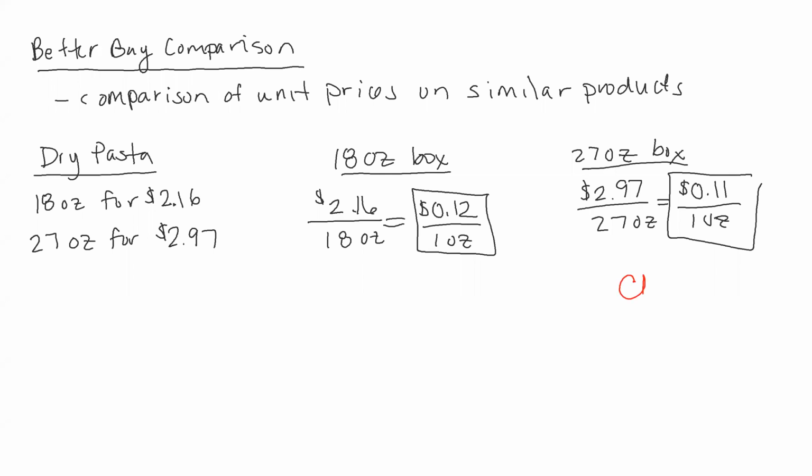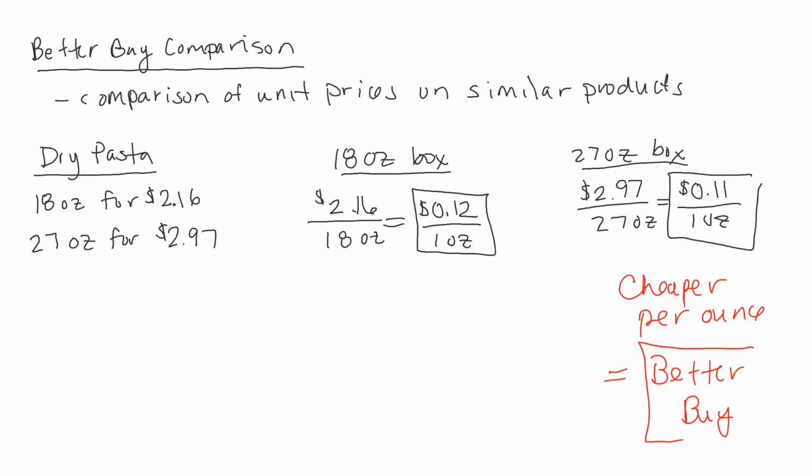This right here is cheaper per ounce, and it equals the better buy. So even though on the surface this product costs more, it's $2.97, which is obviously more than $2.16, you get more pasta in the box, and each ounce of pasta actually costs less. It's less by 1 penny per ounce. So in this case, the better buy is going to be your 27-ounce box of pasta.